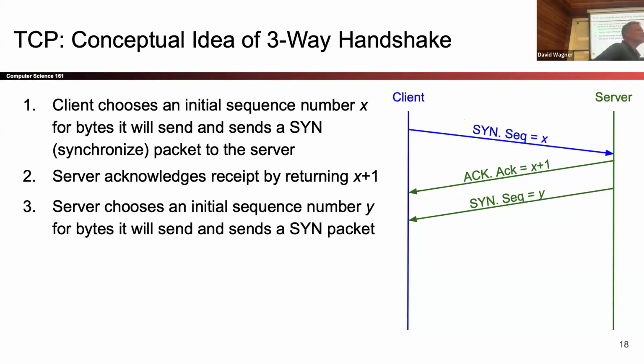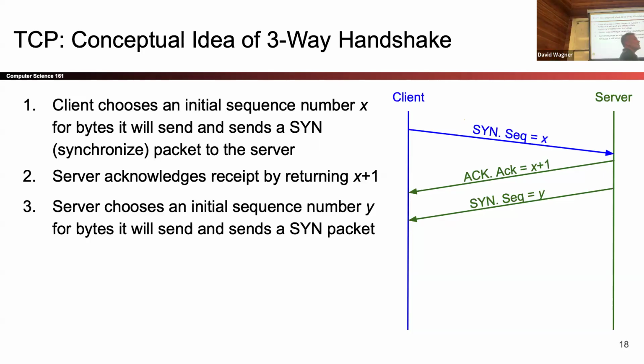But conceptually, a very reasonable design would be that the client selects the initial sequence number for the data the client is sending. And then the server needs to know that. So the client sends a message to the server saying, hey, the initial sequence number that I'm going to use is X. So now you know. And there's a name for that packet in TCP. It's called a synchronized packet, or SYN for short, so they can synchronize on the initial sequence number.